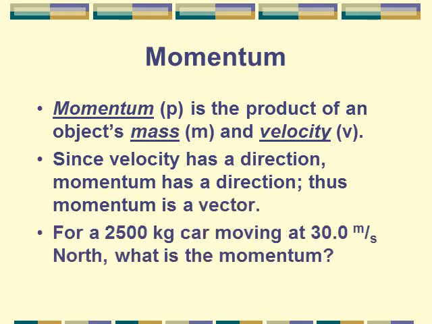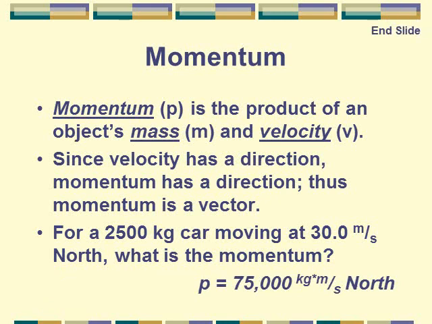So let's say we have a 2,500 kilogram car moving at 30 meters per second north. What's the momentum? Momentum is going to be mass times velocity, so we get 75,000 kilograms meters per second. And again, because the velocity is north, then the momentum is going to be north also. Notice the units here, it's just mass times velocity, so kilograms times meters per second, and that's all it is. There's no simplification of those units either.